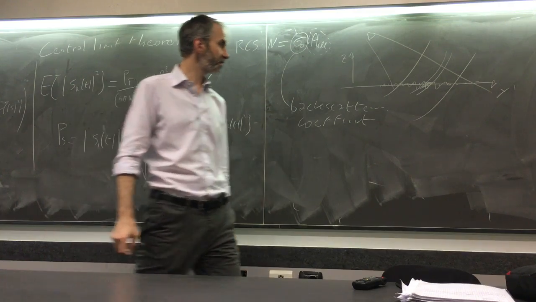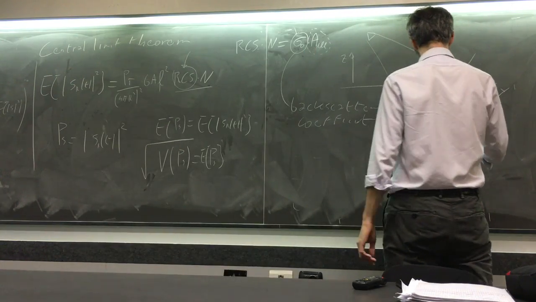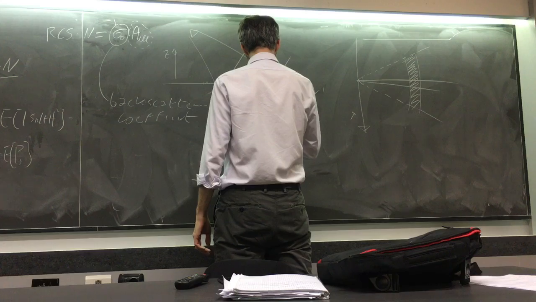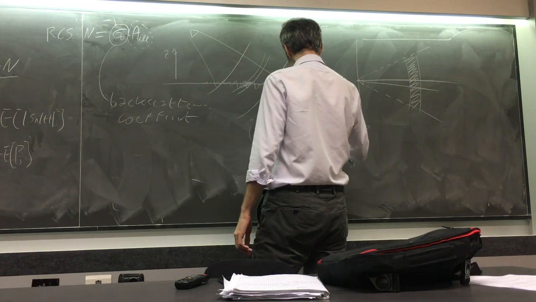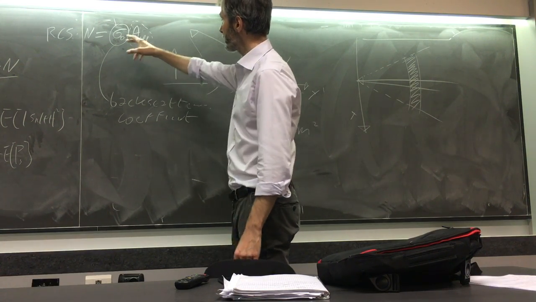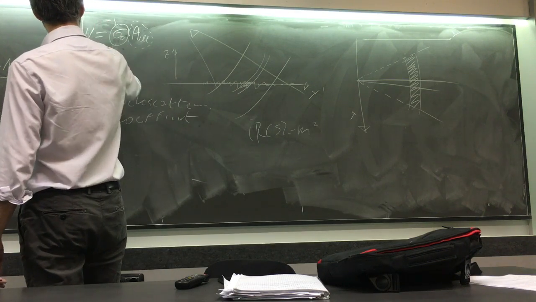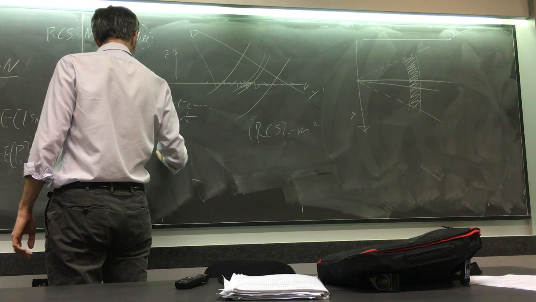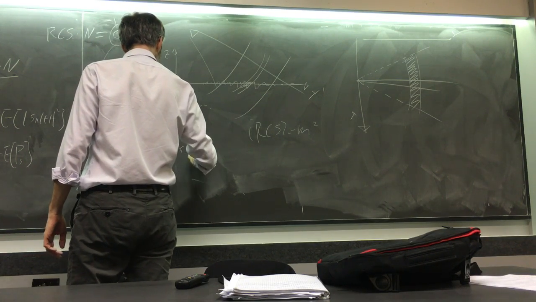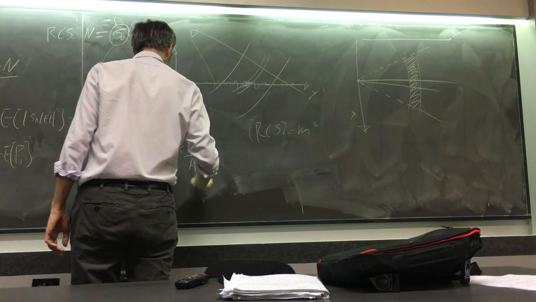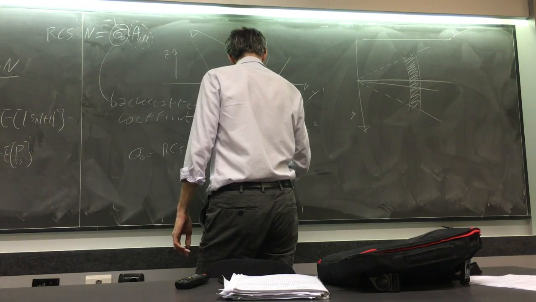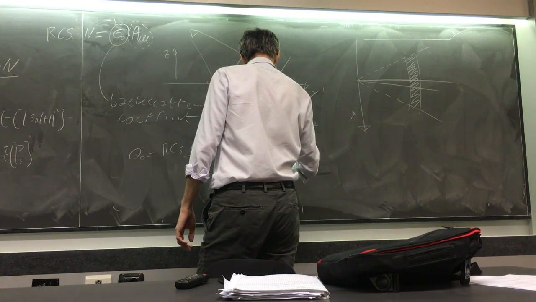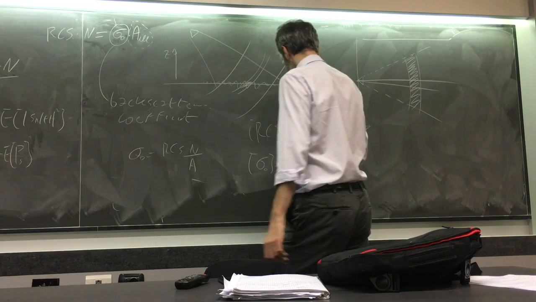So we say that the RCS was measured in square meters. So the backscatter coefficient is, of course, equal to an RCS times the number of targets per square meter. And so your backscatter coefficient is unitless.